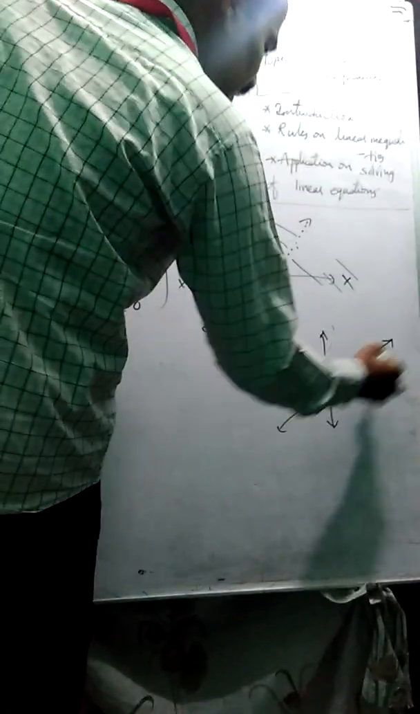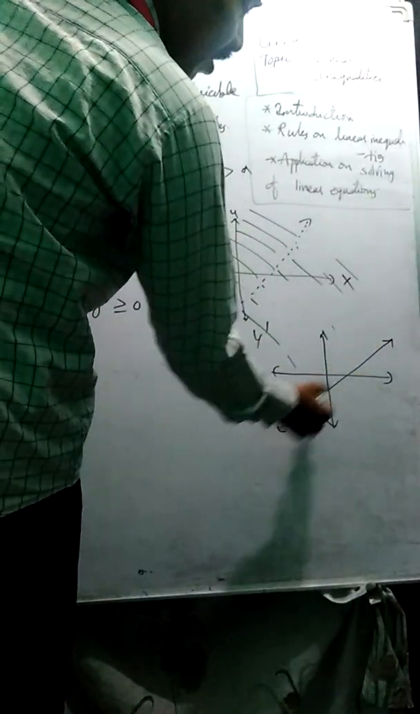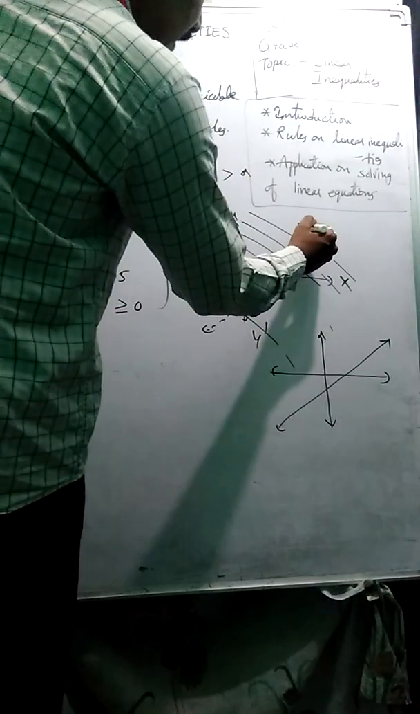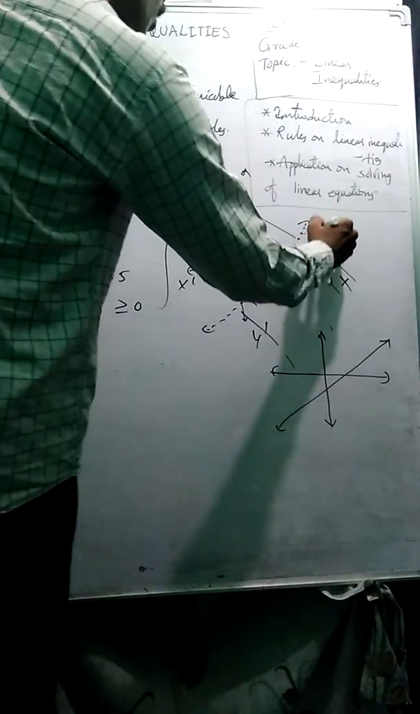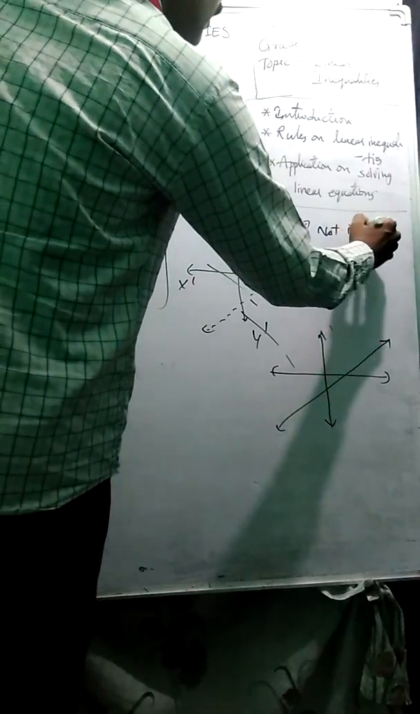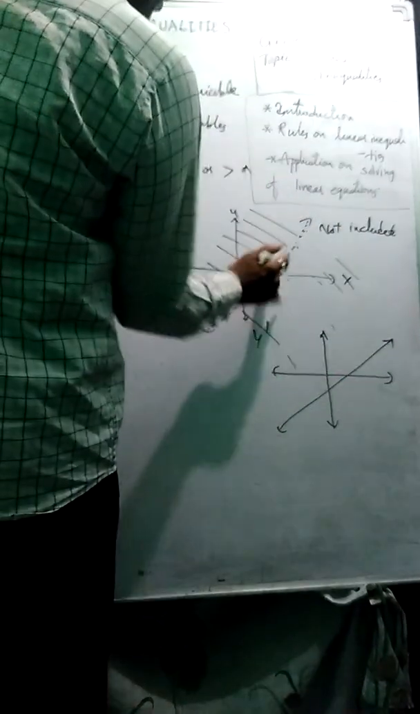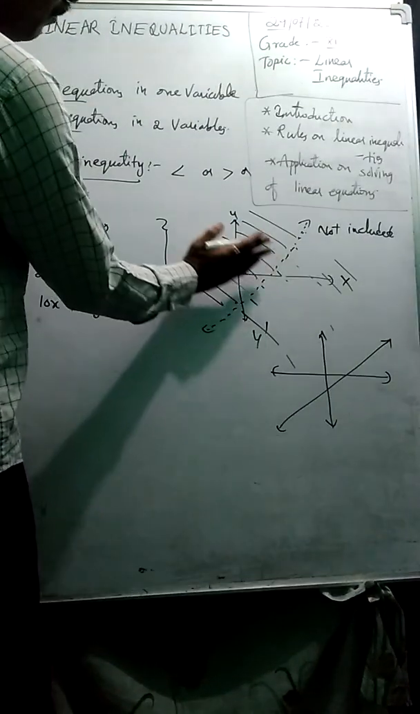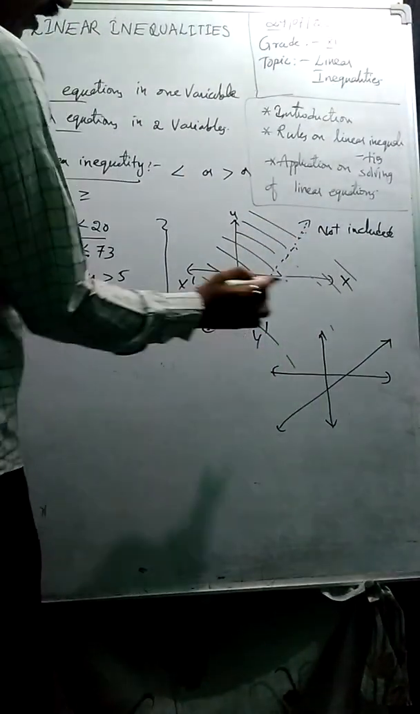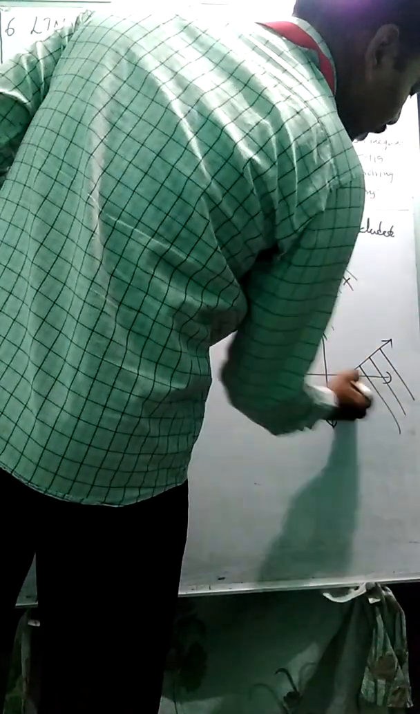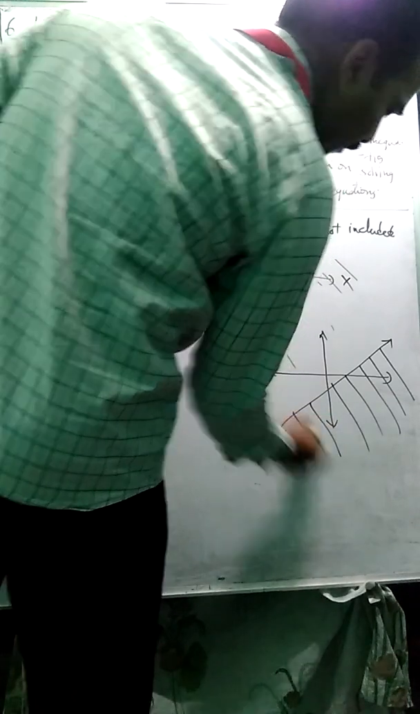We will take a dotted line. A dotted line means this line is not included, but the rest of the values on the side towards the origin are all included except the line. But if you take a dark line, this line is also included, so it is away from origin.